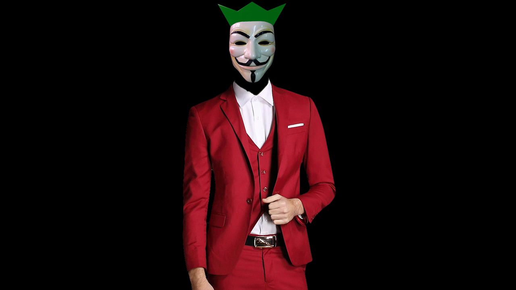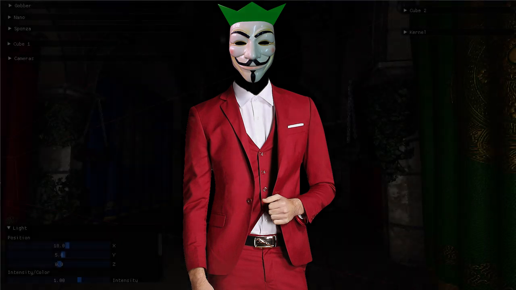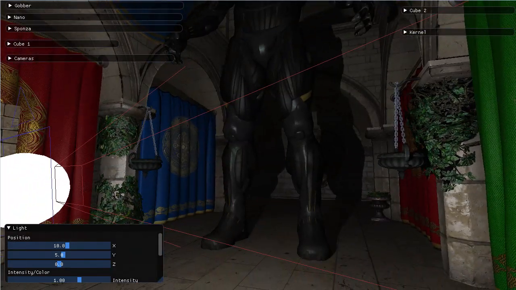Today's topic, you guys are going to love it. It is shadow mapping, dynamic shadows. People have been asking for this one for a while, and we are going to do it. Let's take a look at what we're going to be making over the next few videos.